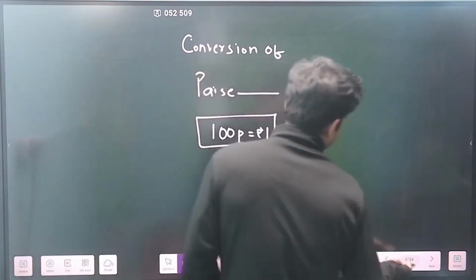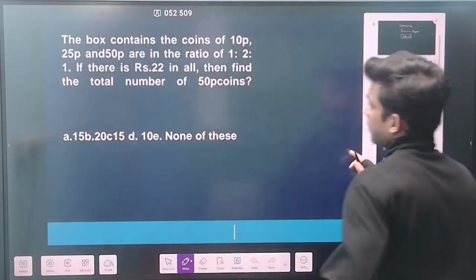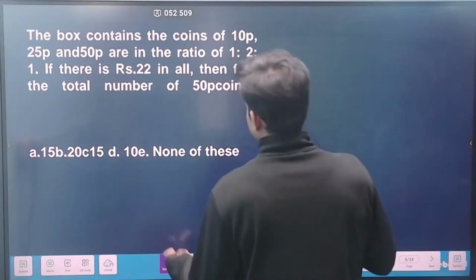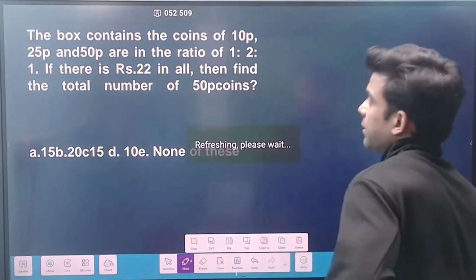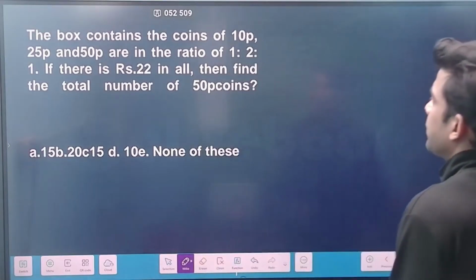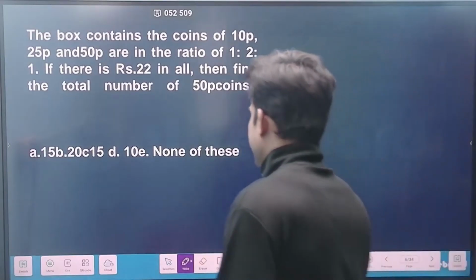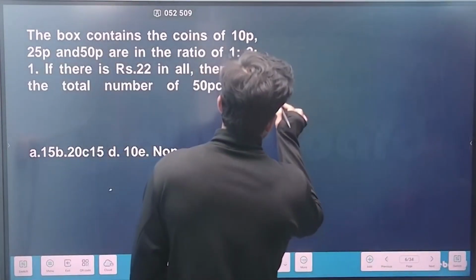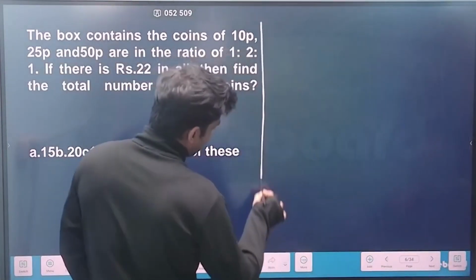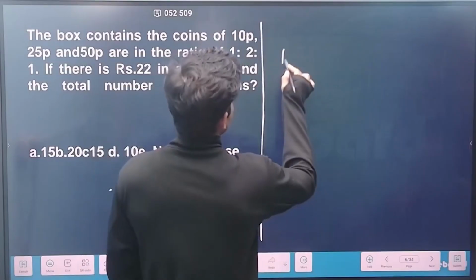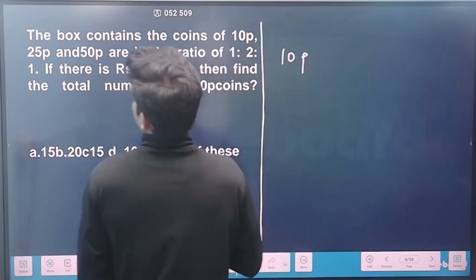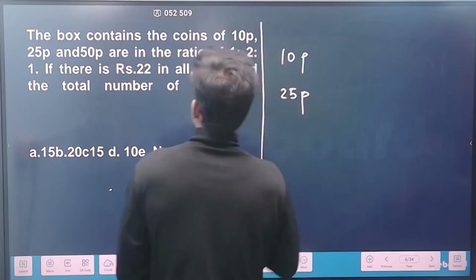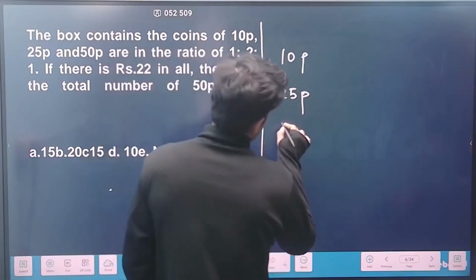Let us start doing the question, then I would say you will have a great understanding if you solve it. So we have a question, guys. The question is such that a box contains coins of 10 paise, 25 paise, and 50 paise.